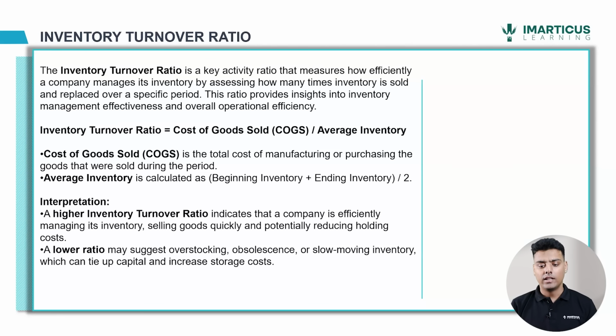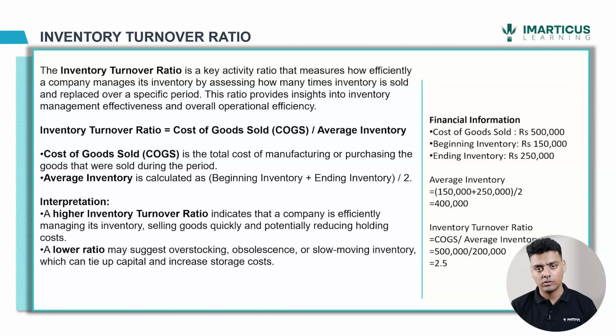Let's look at an example. Let's assume a company has a cost of goods sold of 500,000, the beginning inventory is 150,000, and the closing inventory is 250,000. Now, the average inventory would be 150 plus 250 divided by 2, which is 200,000. And the inventory turnover ratio would be COGS divided by average inventory, which is nothing but 500,000 divided by 200,000, which is 2.5. What does this mean? This means that the company is able to buy and sell inventory 2.5 times throughout the year. It's able to replace the inventory 2.5 times throughout the year.